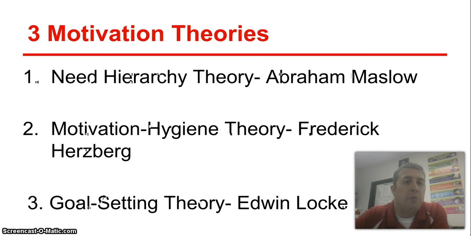So we're going to take a look at three motivation theories, and these are three that I've done some research on, and these really stick out to me as ones that really apply to what we're talking about. Number one is the need hierarchy theory by Abraham Maslow. Number two is the motivation hygiene theory by Frederick Herzberg. And number three is the goal setting theory by Edwin Locke. All three of these individuals have come up with various motivation theories or ideas that we're going to take a look at as we go through this today.